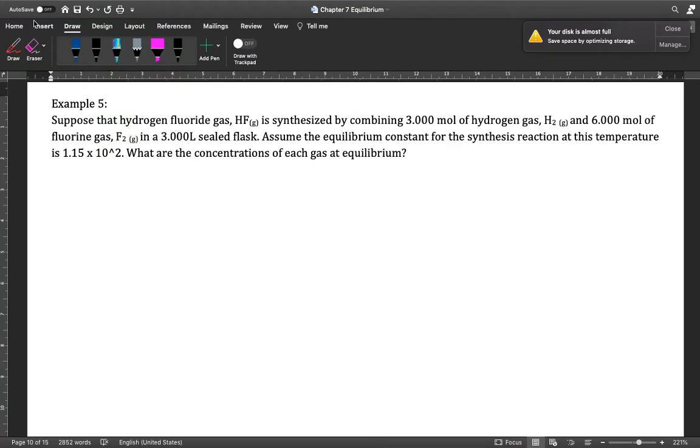All right, and lastly, we have example number 5. Again, we are given a reaction, so I'm gonna write out the reaction. I have H2 gas plus F2 gas forming HF, also a gas.